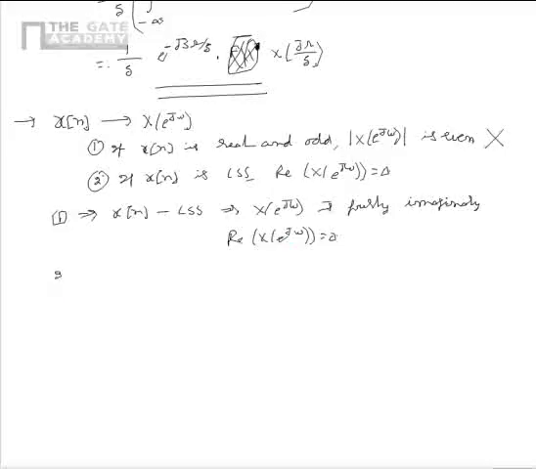As per statement 2, x of n is conjugate skew symmetric as before, which implies that X of e power j omega is purely imaginary, which means that real part of X of e power j omega is 0. From this we can say that the statement 2 is correct. So based on the given x of n, we can say that the statement 1 is not correct and statement 2 is correct.